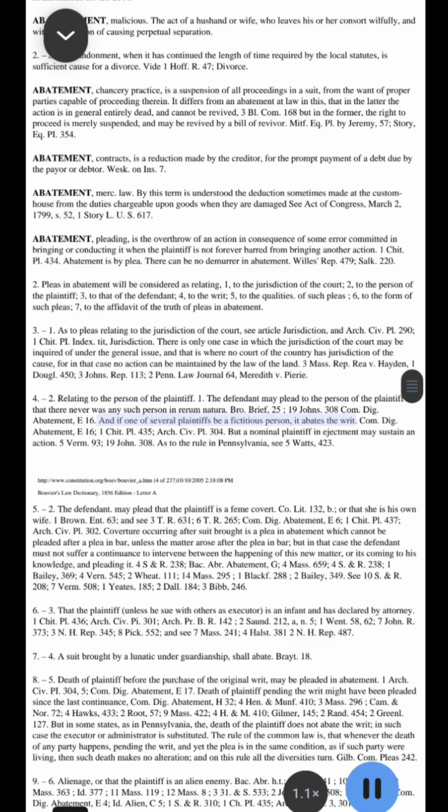And if one of several plaintiffs be a fictitious person, it abates the writ. Com. Dig. Abatement, E16, 1 Chit. Pl. 435, Arch. Civ. Pl. 304. But a nominal plaintiff in ejectment may sustain an action. 5 Verm. 93, 19 Johns. 308. As to the rule in Pennsylvania, see 5 Watts, 423.